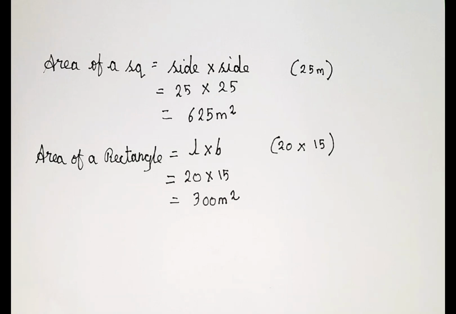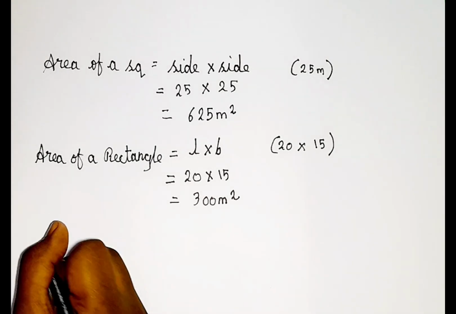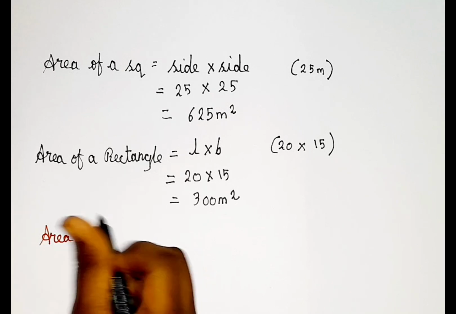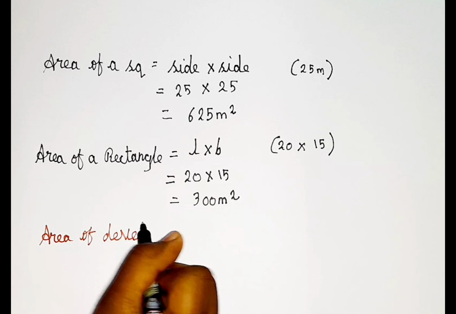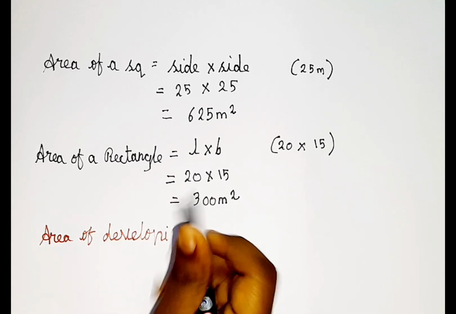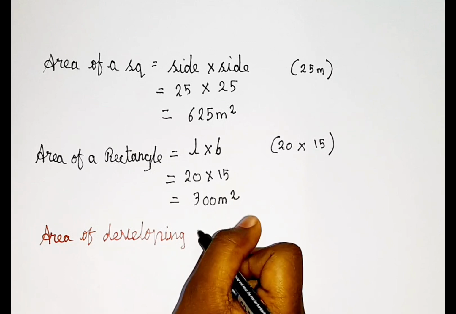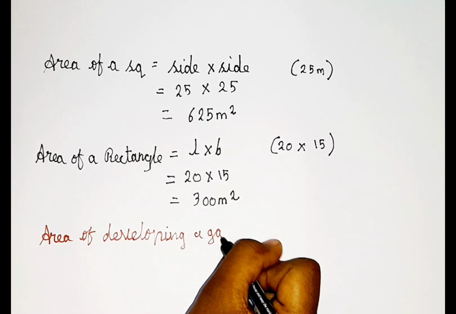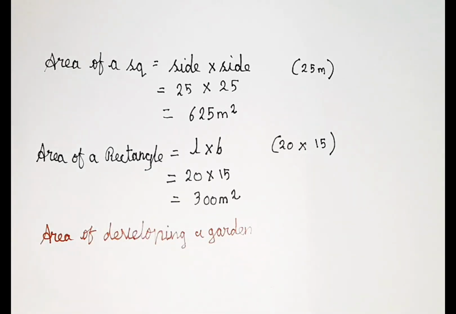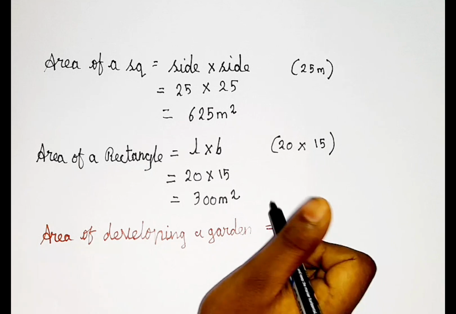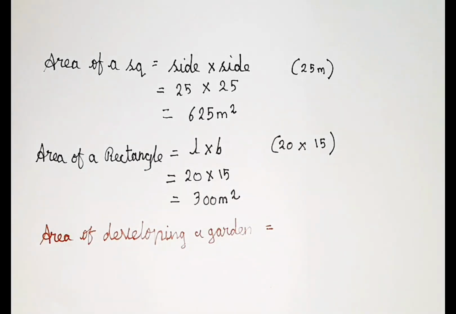So now we shall write area of developing a garden. So let me write it. Area of developing a garden. Okay, area of developing a garden. So what do you guys think? Like the previous one, we are going to subtract it, like area of square minus area of rectangle. So what is the area of square?